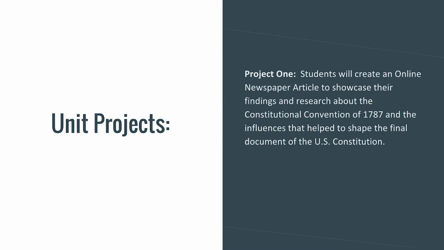Okay, the three main projects the students will be graded on over the course of this unit to show mastery. Project 1 will be creating an online newspaper article to showcase their findings and research. Again, a culmination of the section where they are acting as newspaper reporters and gathering facts, to demonstrate the quality of their research, but also their note-taking and their ability to remember key information.